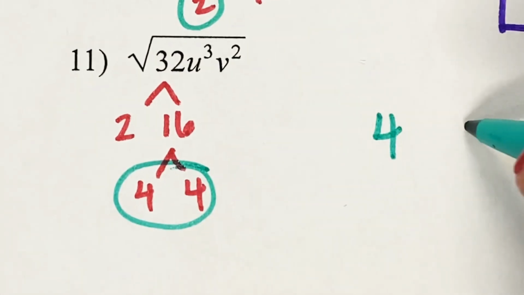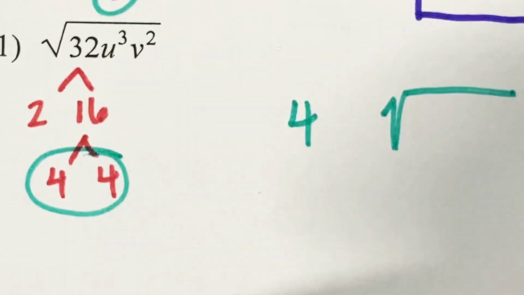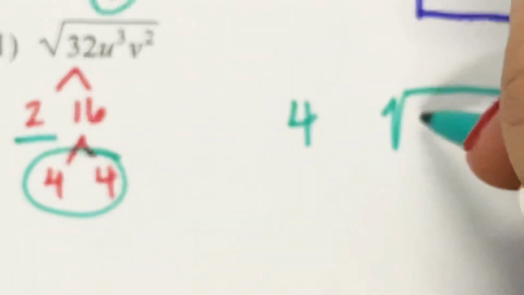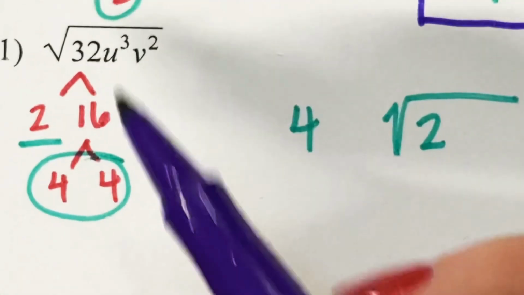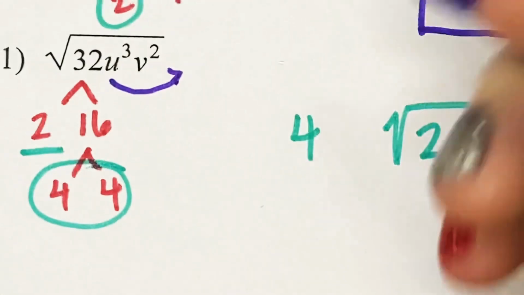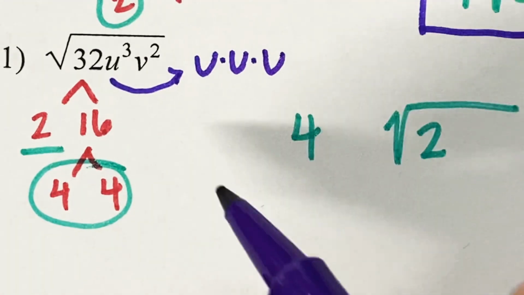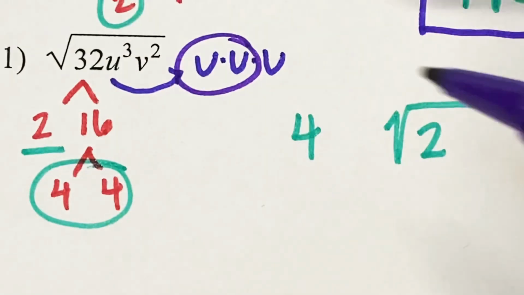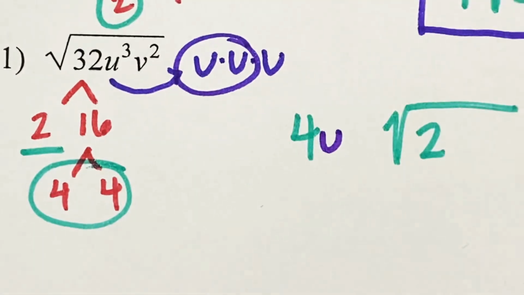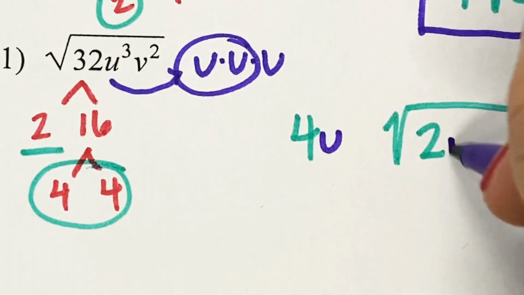Okay, let's leave a little space in case anything else gets to leave. What is my number that had to stay in? It's going to be that 2. Perfect. So now let's look at our u's. Okay, so I have u cubed, which means u times u times u. How many u's can couple up and leave? Okay, they can create one couple of u's. And how many u's had to stay in? Just 1.